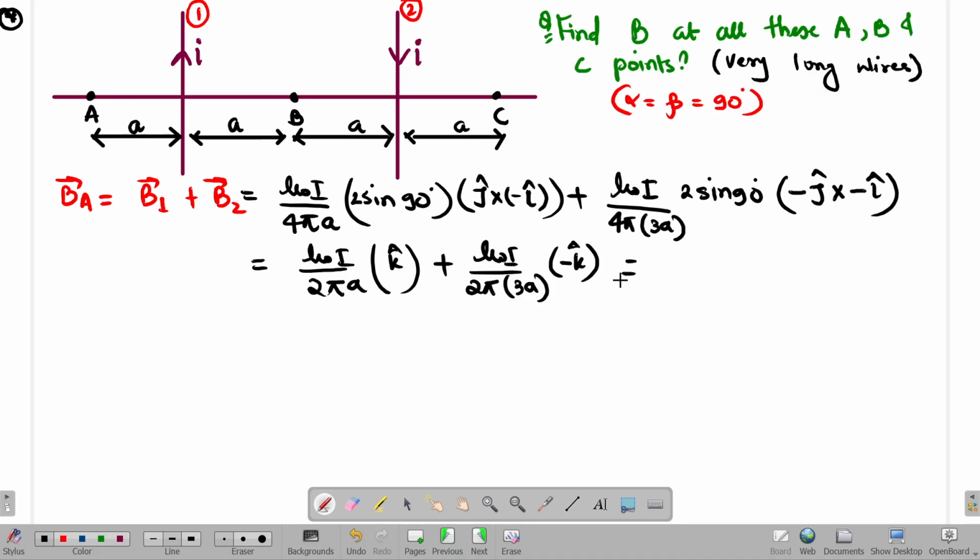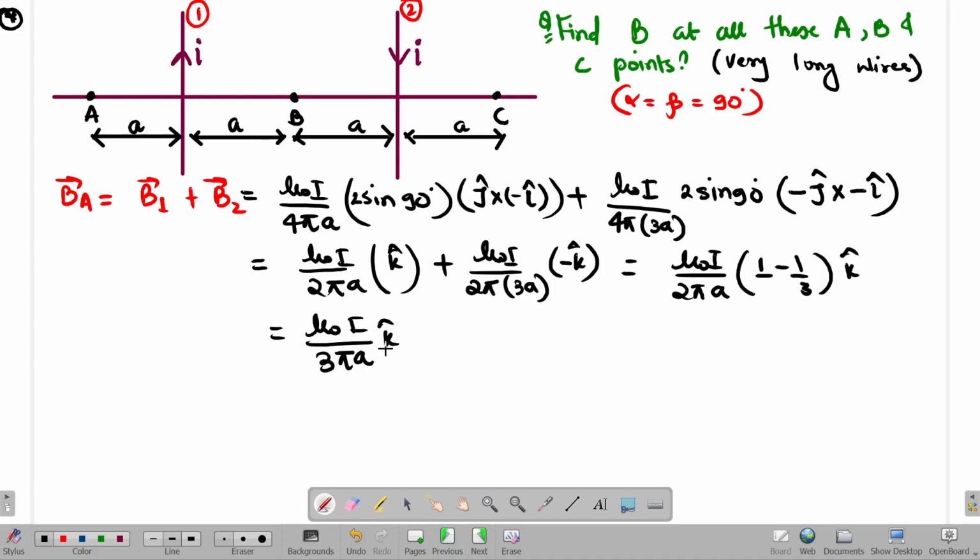So the answer can be directly written as mu naught I by 2 pi a into (1 minus 1 by 3) K cap. Is that clear? In simple terms, mu naught I by 3 pi a K cap. Are you able to get me? Similarly, calculate the magnetic field at B.